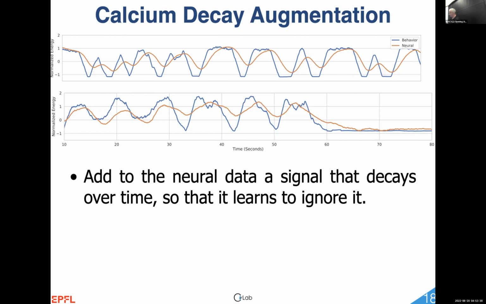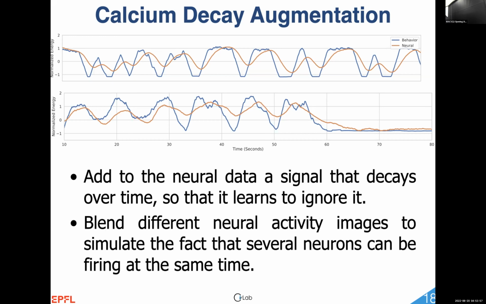And the way we do this is we add to our neural data a signal for an additional neural data where we explicitly add decay so that it learns that these things that decay ought to be ignored. And we also blend different neural activity images because, in fact, when I say a pixel lights up, it can light up because 2 different neurons fire at the same time, which is not that good. So we also have to teach it to ignore that.